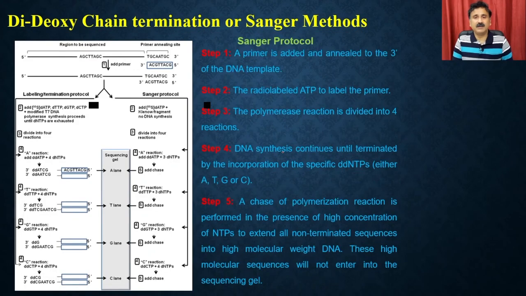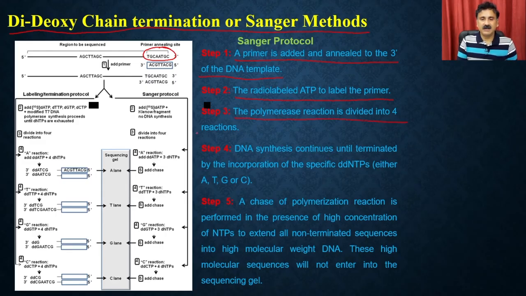So if you want to do the dideoxy or Sanger's method, first you take the DNA and then you synthesize the primer. This primer has to be radiolabeled so that you can visualize it under the autoradiogram. A primer is added and annealed to the 3 prime end of the DNA template. So first you add the primers, and then radiolabeled ATP is there to label the primers. You use the labeled primer, and then the polymerase reaction is divided into four reactions.